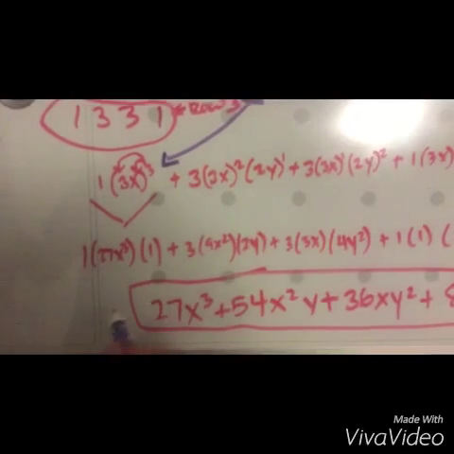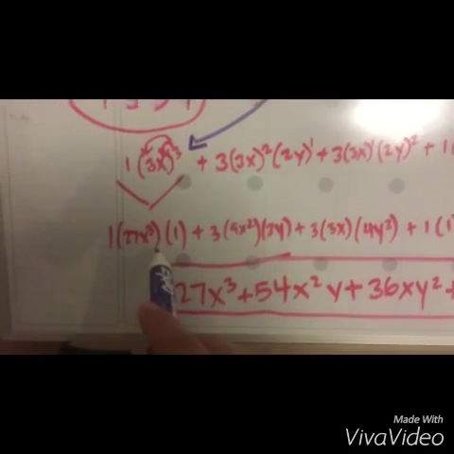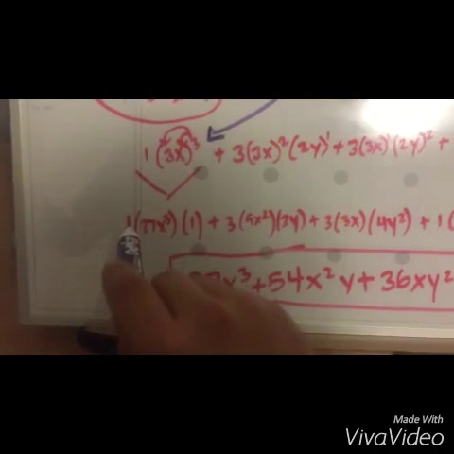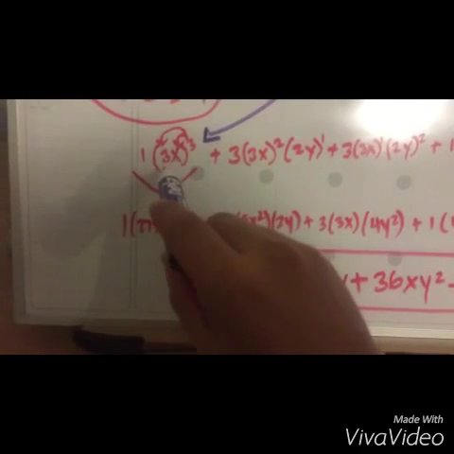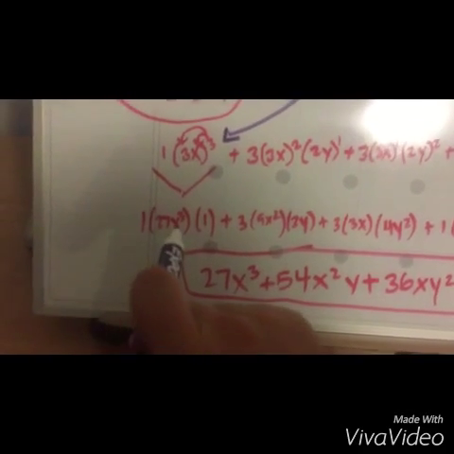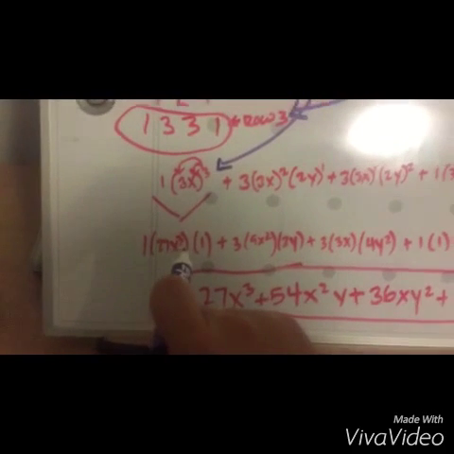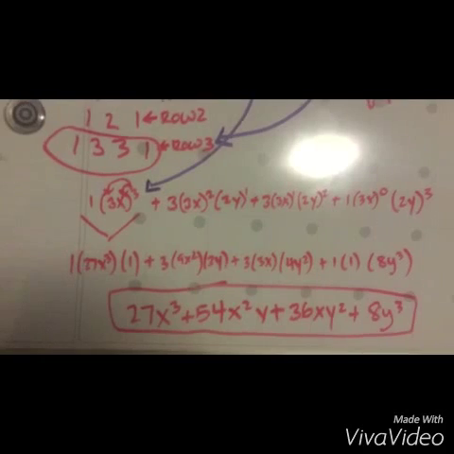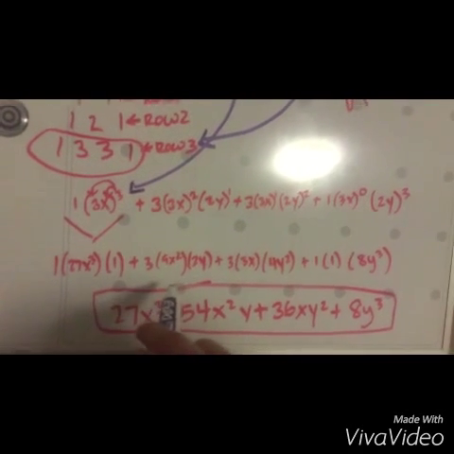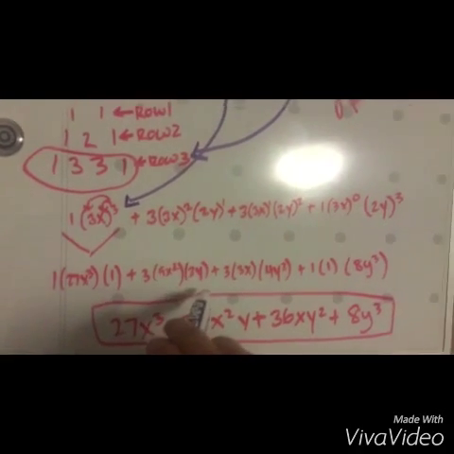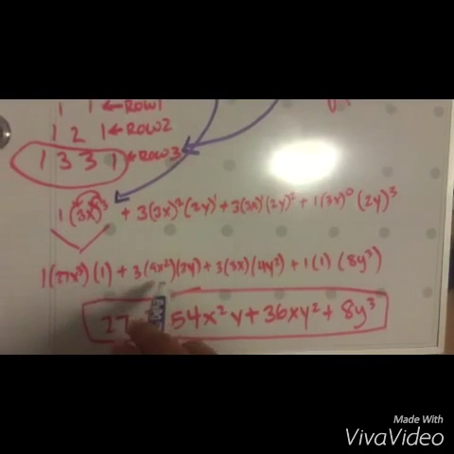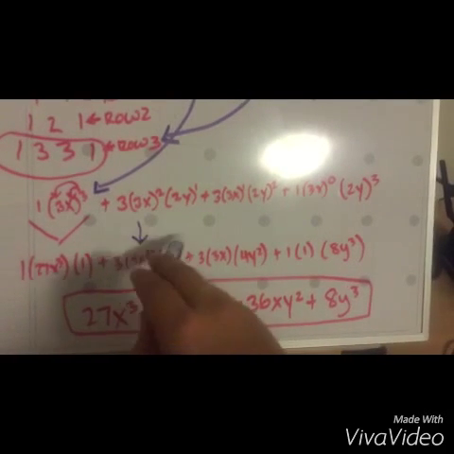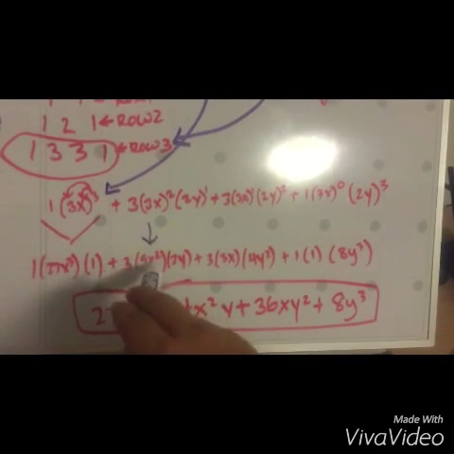Alright, so we have 1 times 27x to the third, because 1 stays down here, and then 3 times 3 times 3 equals 27, and then we have x to the third because it carries from here, times 1, because anything to the 0 power equals 1. And then we have plus 3 times 9x squared times 2y, and it becomes 9x squared because 3 times 3 equals 9, and the x squared stays because it becomes inside.